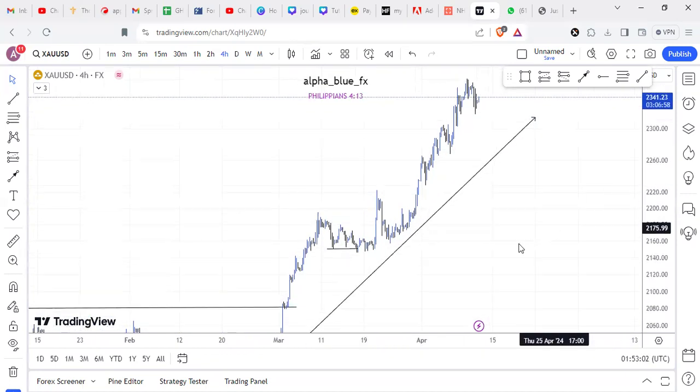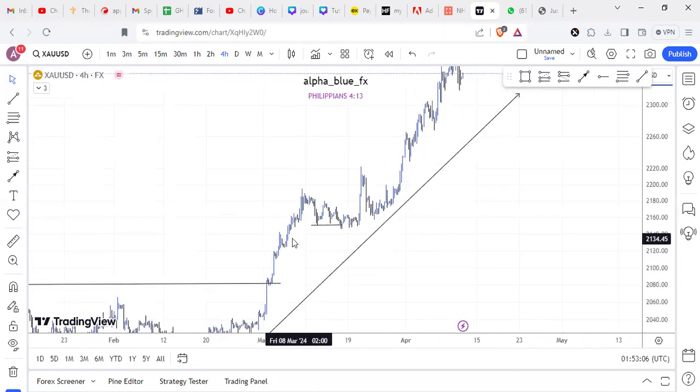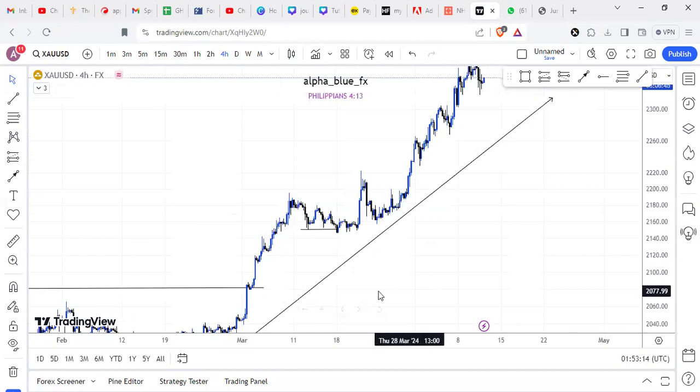So I will only be looking to see that the market comes and gives me a sweep of liquidity, just in this case right here. If the market gives me a sweep of liquidity, then I want to see the market give me a change or a shift in market structure. Then I'll look to enter on a POI.